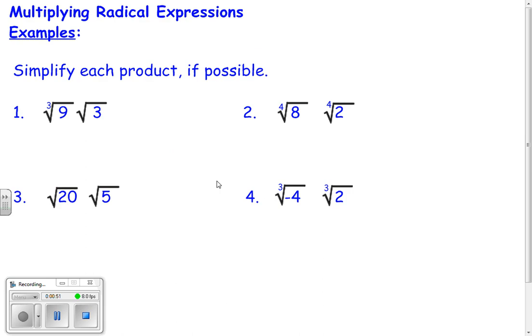Simplify each product if possible. So in number 1, this one's not possible because this first radical is a 3 and the second one is a 2, which makes it not possible. In number 2, they're both fourth roots. So you keep the 4 as the index and multiply the 8 and 2. The fourth root of 16 is 2.